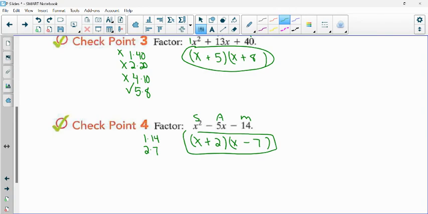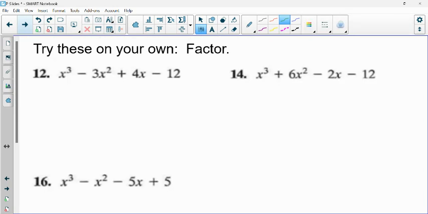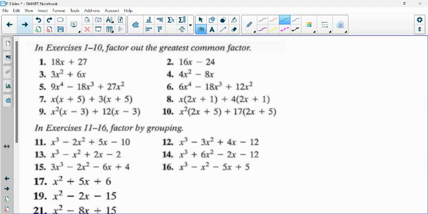All right, so we have 5 minutes. You can start working on your homework. It is page 74, 1 to 9 odd, and then 17 to 22 all. Again, page 74, numbers 1 to 9, and then 17 to 22 all.